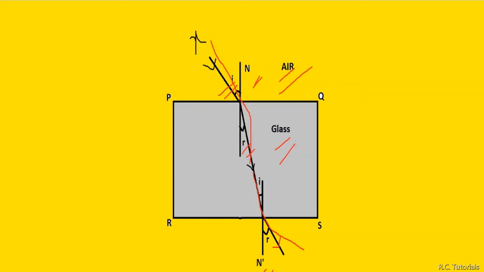That is why in this case, when light enters the glass medium, which is denser, it gets bent towards the normal. In this case, angle I is greater than angle R. Similarly, for the second case, angle R is greater than angle I. The refraction through a glass slab depends on two factors. First is the refractive index of the glass slab and the other is the thickness of the glass slab.